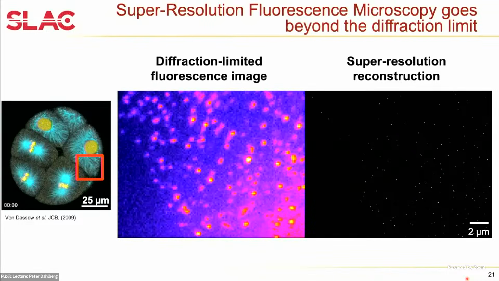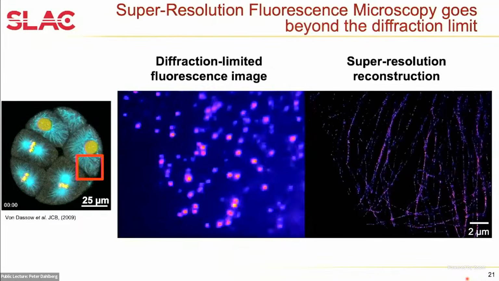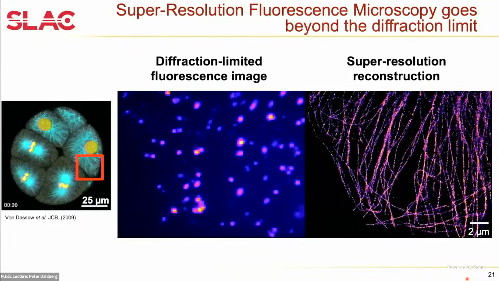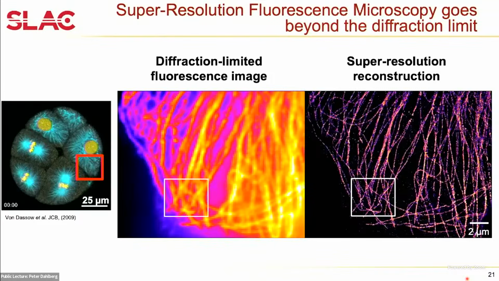We take many frames like this, and through time, we build up that pointillistic reconstruction, which is our super resolved image on the right. And what you can see if we compare these boxed regions is that we've surpassed the diffraction limit by about an order of magnitude by doing this.